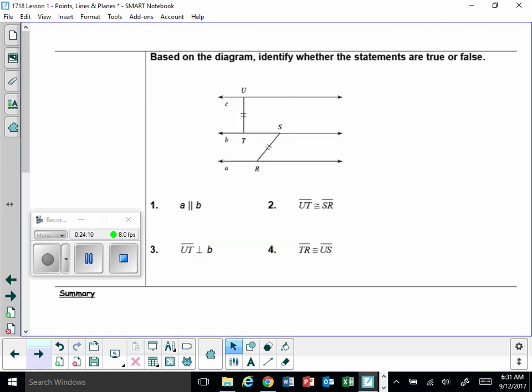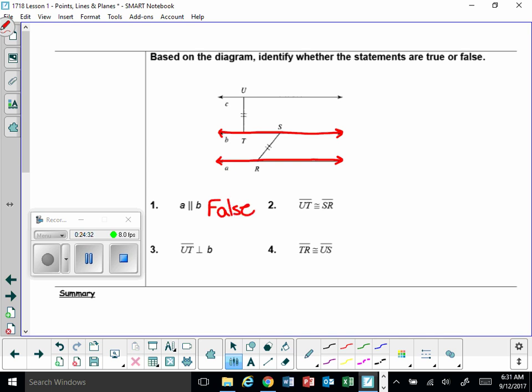Oops. All right, last question here. We want to look at the diagram and decide if this is true or false. Is line A parallel to line B? So here's A, here's B. I don't see any carets at all, so false. Is segment UT right here congruent to segment SR right here? And yep, they both have 2 tick marks. So true.